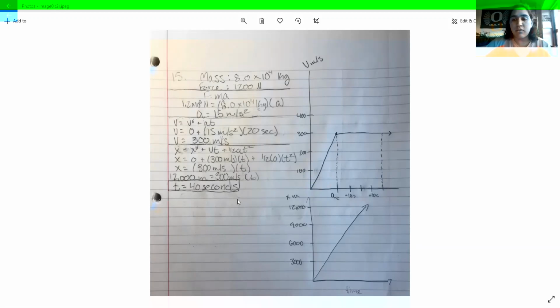So we have our force, which is 1.2 times 10 to the 6 newtons, because we convert the 1,200 kilonewtons into newtons for this equation. And it already gave us the mass in kilograms, so we're able to just plug that in, and then our a. When you divide this over, a is 15 meters per second squared.